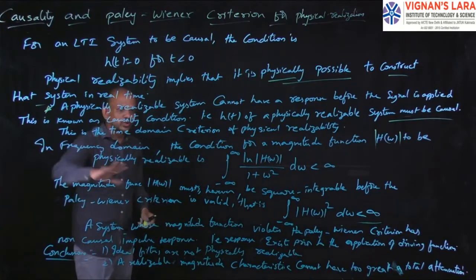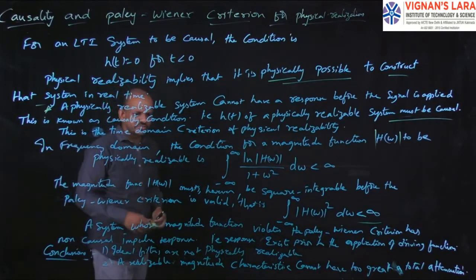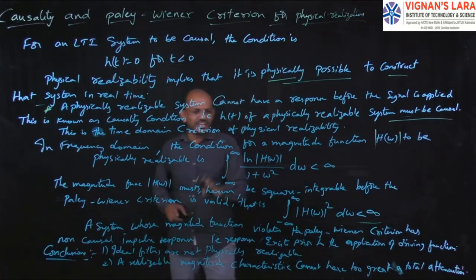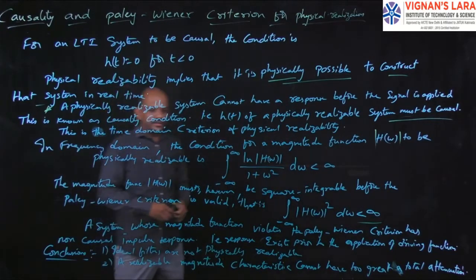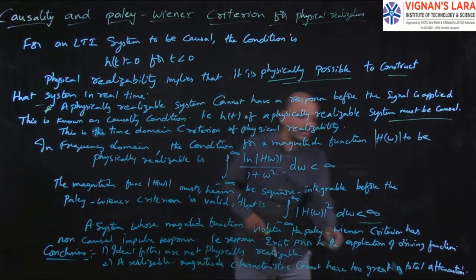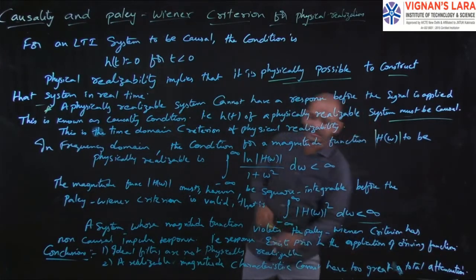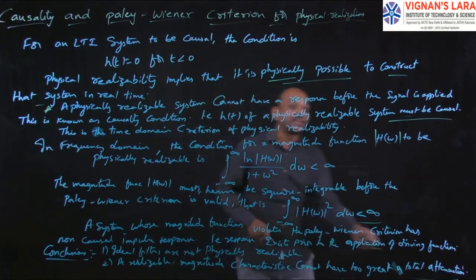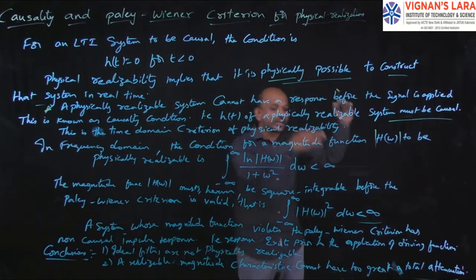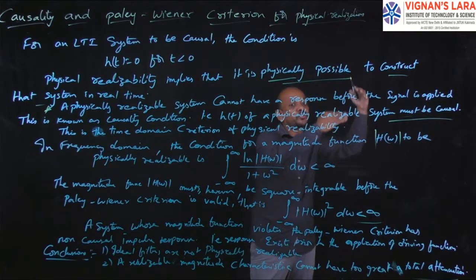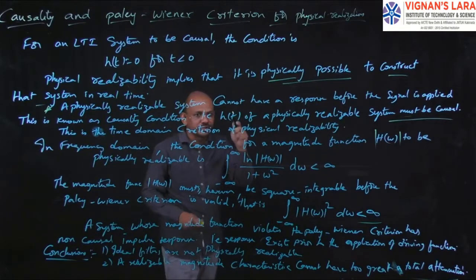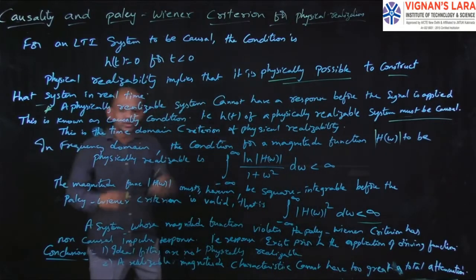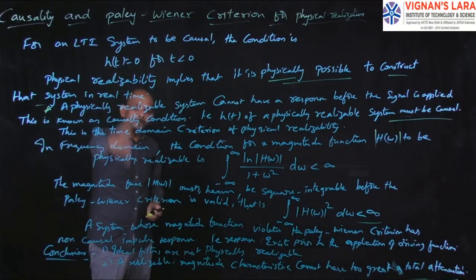Okay, so I will conclude. The conclusions are: first, ideal filters are not physically realizable. Next, a realizable magnitude characteristic cannot have too great a total attenuation. So these are the two conclusions that I can derive from this Paley-Wiener criterion.